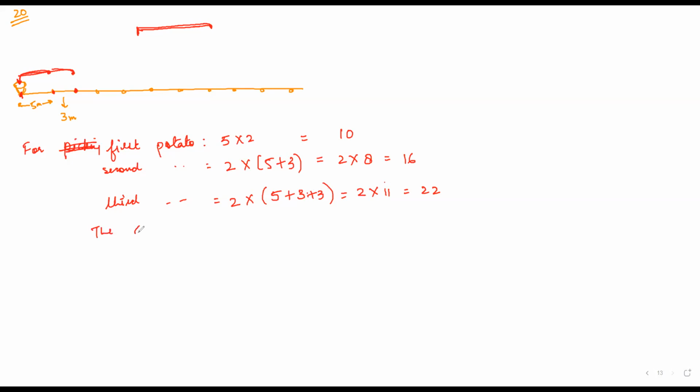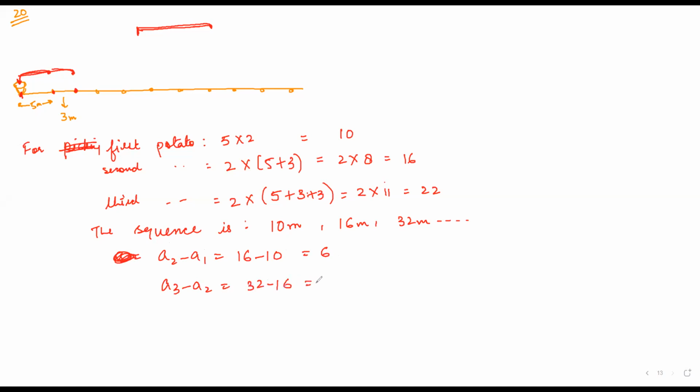So the sequence is, so this is 10, obviously in meter. So first distance is 10 meter, 16 meter, 32 meter, like this. This is my sequence. So let me check the differences. Like A here is, don't write A. First of all, check A2 minus A1. This is 16 minus 10, which is 6, right? Then A3 minus A2 is 32 minus 16. How much is it?